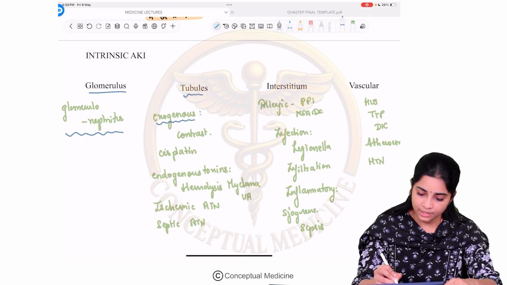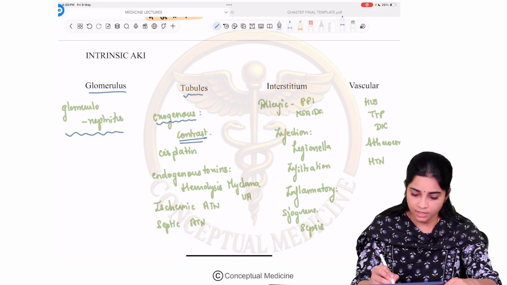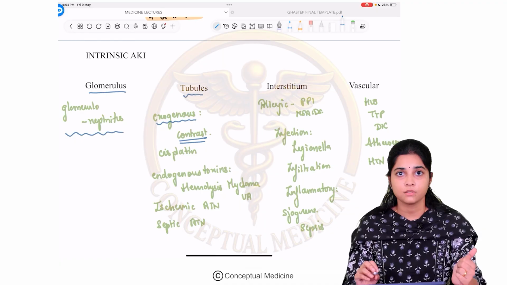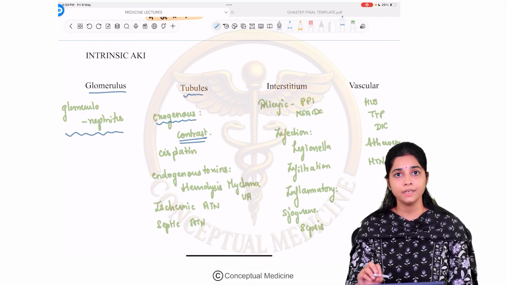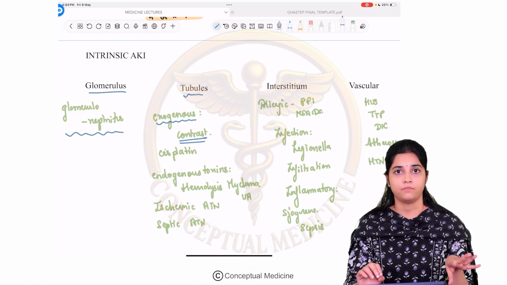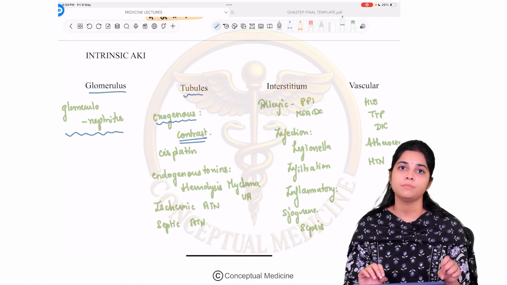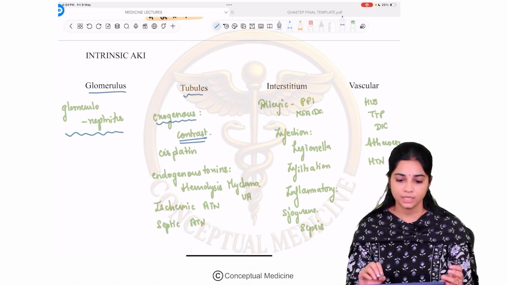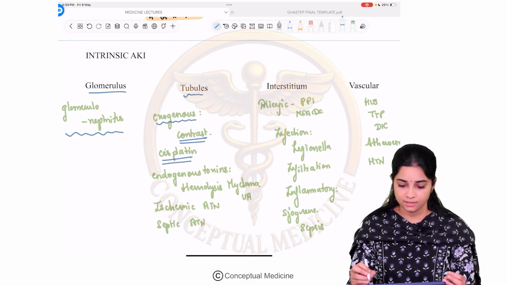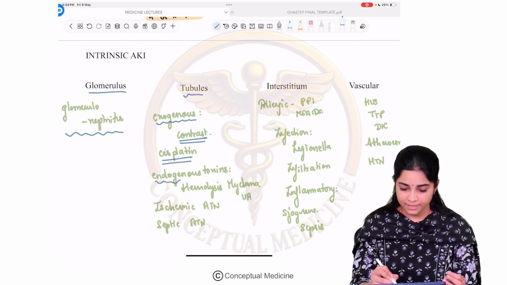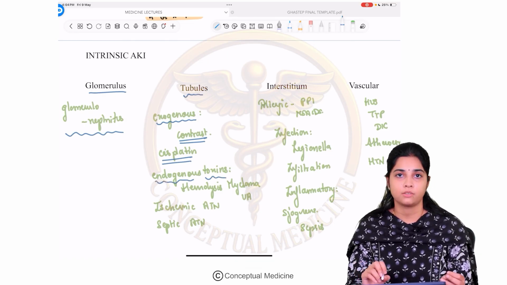It can be due to exogenous substances like contrast. Where do we give contrast? You know that we give it in certain contrast CTs, right? So contrast in itself can precipitate in the tubules and cause AKI. Apart from that, it can be due to drugs like cisplatin. Then tubules can be damaged because of endogenous toxins.